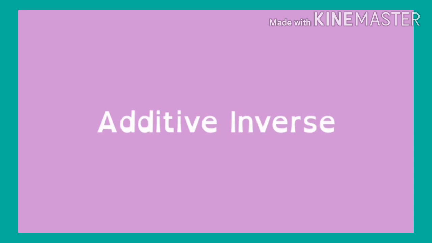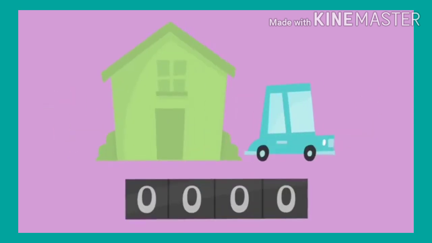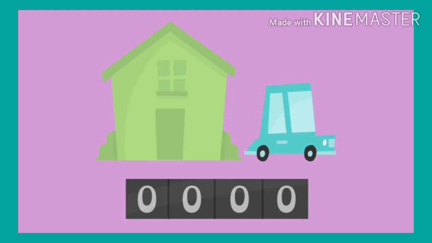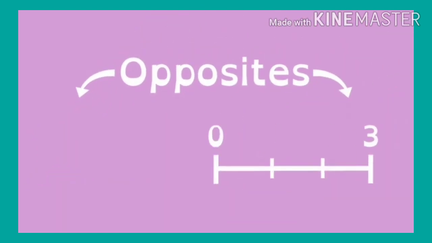Additive inverse. It means a number that is the same distance from 0 on the number line, but in the opposite direction. Like driving to the store, then driving home in reverse. It's used to describe opposites. For example, positive 3 on the right of the number line has an additive inverse of negative 3 on the left of the number line.